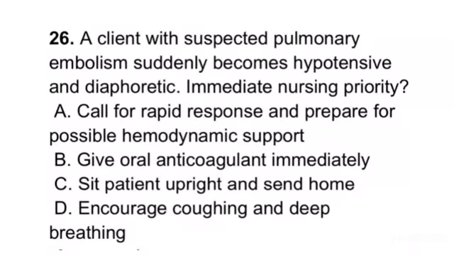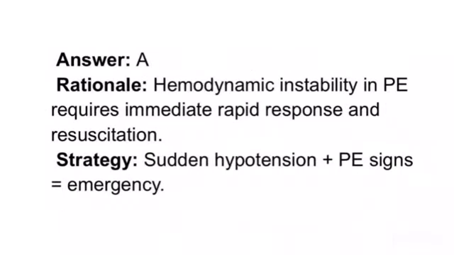26. A client with suspected pulmonary embolism suddenly becomes hypotensive and diaphoretic. Immediate nursing priority? A. Call for rapid response and prepare for possible hemodynamic support. B. Give oral anticoagulant immediately. C. Sit patient upright and send home. D. Encourage coughing and deep breathing. Answer, A.